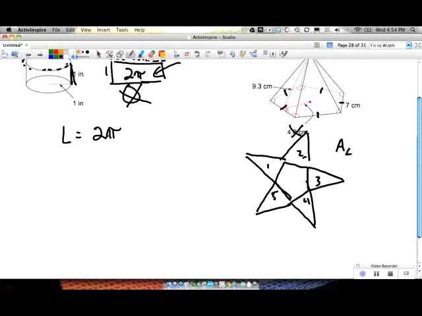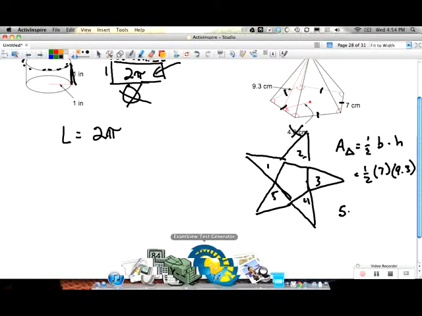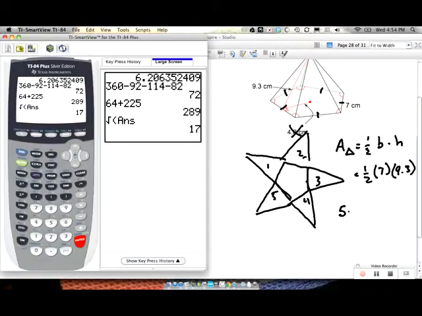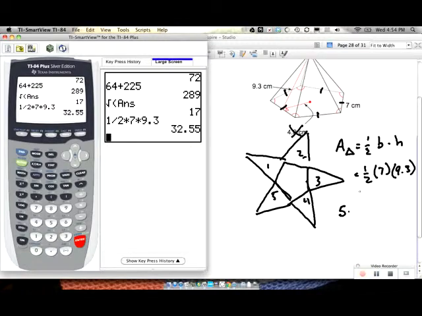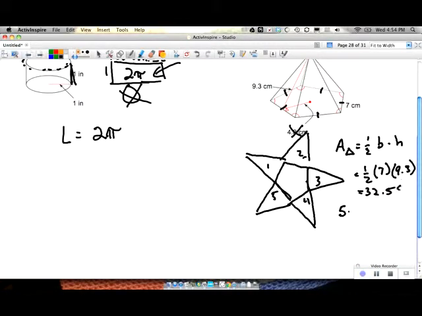And the area of a triangle is equal to half the base times the height. So I'm going to take that and then I'm going to multiply it times 5, whatever that would simplify to. Well, the base in this case is 7, and the height is 9.3. So let's simplify that. We'll do half, so 1 divided by 2 times 7 times 9.3. That's 32.55. Now I need to take that and multiply it by 5.